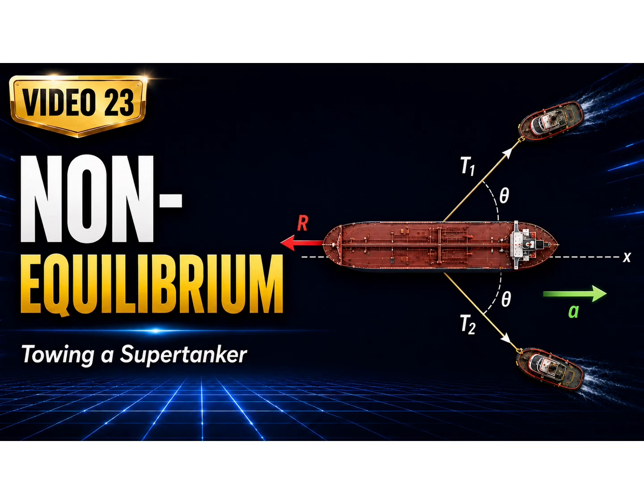The supertanker is enormous. Its mass is so large that even a small acceleration requires a huge net force. But when two tugboats pull at angles, some components cancel sideways, and only the forward components help produce acceleration. In this video, we will uncover how Newton's second law turns a complicated looking towing situation into a clean component problem.